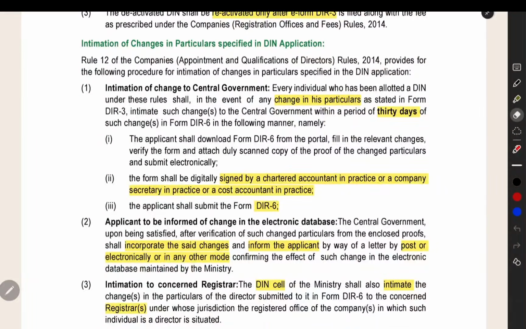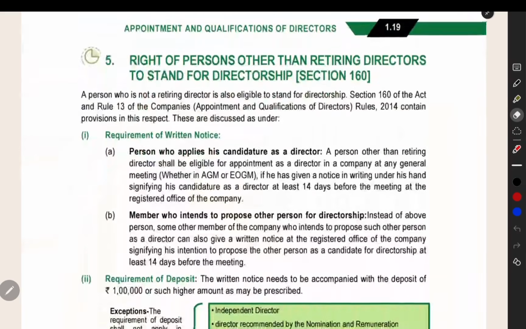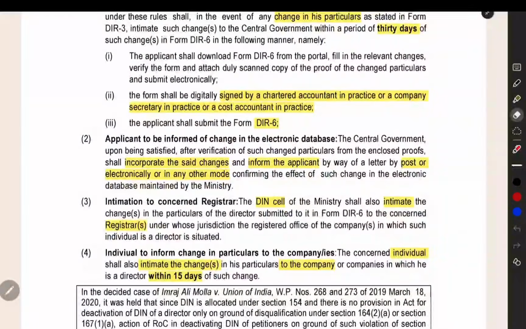If there is any change in the particulars of the DIN application, any change in the situation, you have to update it to the government within 30 days. That application should be accompanied by a certification by a chartered accountant, a company secretary, or a cost accountant in practice. It shall be in this form. And then the electronic database will be updated. The DIN cell will intimate the concerned registrar. The DIN particulars change should be intimated by the director to the company within 15 days also. You should tell the company also relating to this change. So that's all about the provision of DIN.